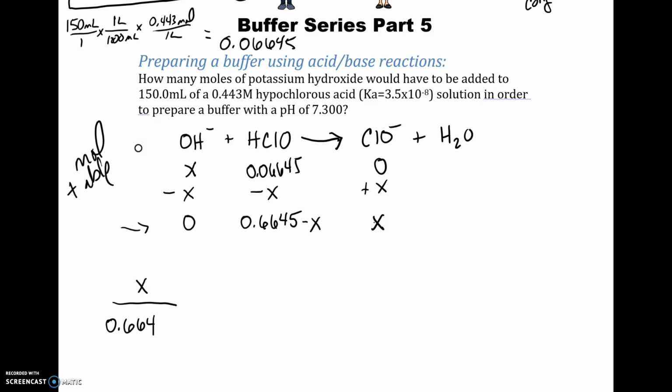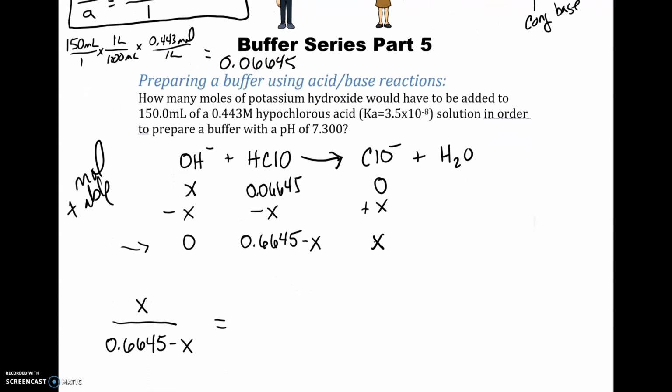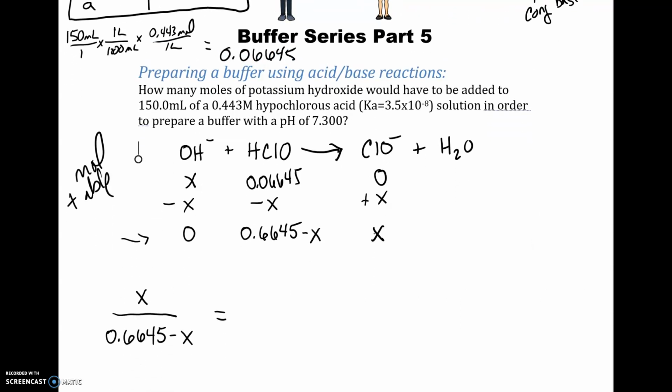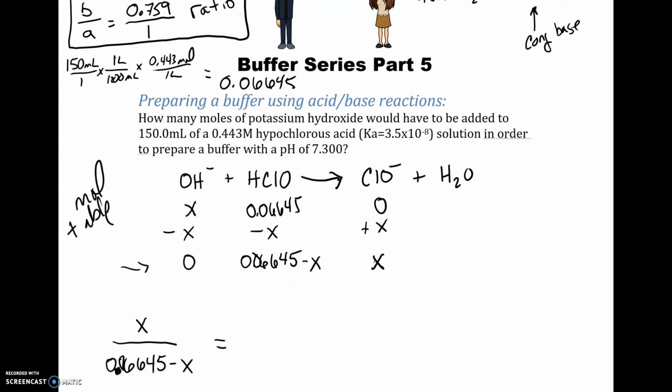We're going to have base over acid is X over 0.06645. Missed a zero there, you are right, and I can fix that. And this is equal to the ratio we calculated. Base over acid equals base over acid.